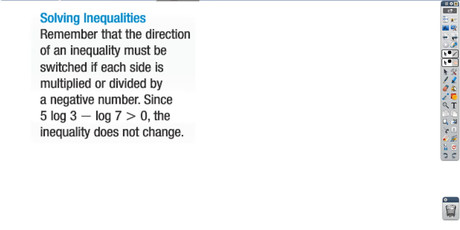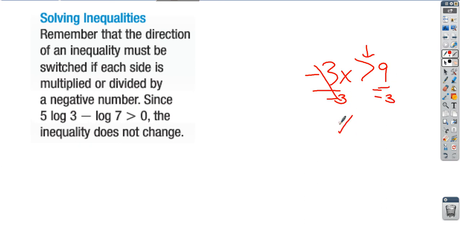Okay, the last thing I want to show you is inequalities. The thing that they're saying here is to remember that if you're multiplying or dividing each side by a negative number, you have to switch the sign. So we'll have to be aware of that. For example, if you're doing negative 3x is greater than 9, since I'm dividing by negative 3, this sign right here would change direction. The x is less than negative 3.